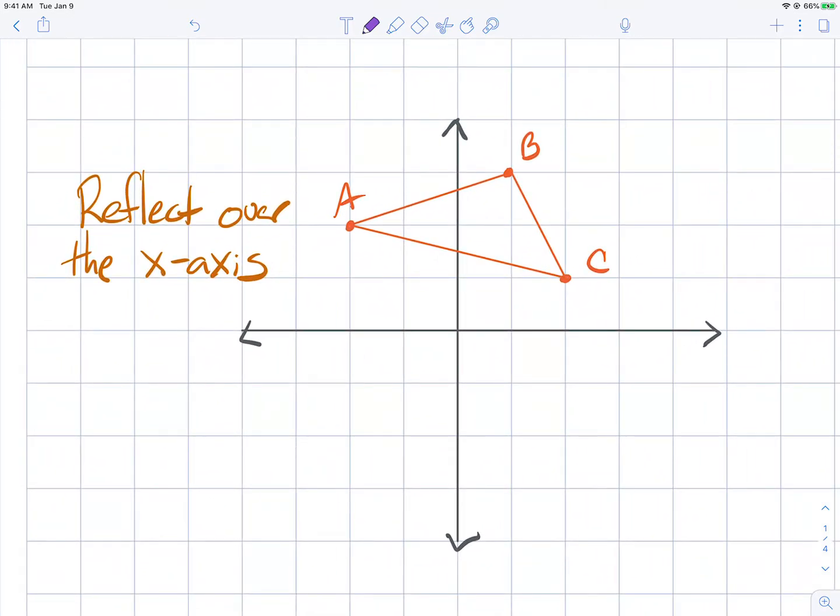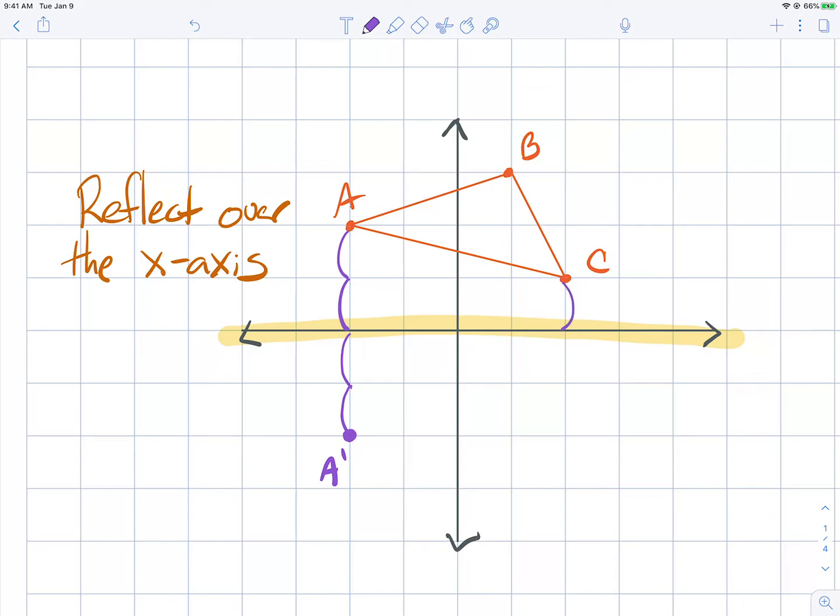So let's say we had triangle ABC, and I wanted to reflect it over the x-axis. So here's my x-axis. What I'm going to do is figure out how far away each point is from the x-axis. So if I start with point A, it is 2 boxes away from the x-axis, which means its reflection should also be 2 away, so that is A prime. Don't forget your prime notation. Once A is moved, it is now A prime.